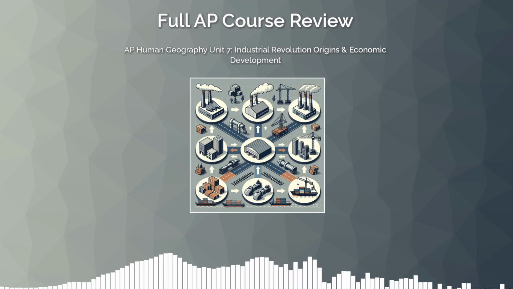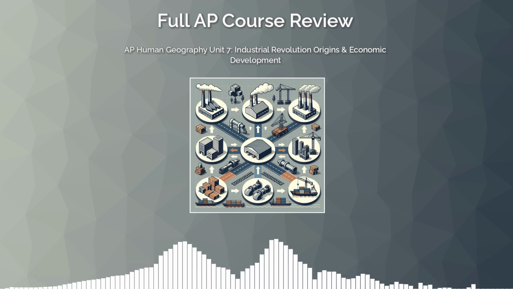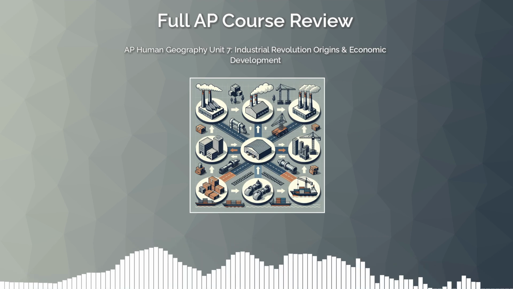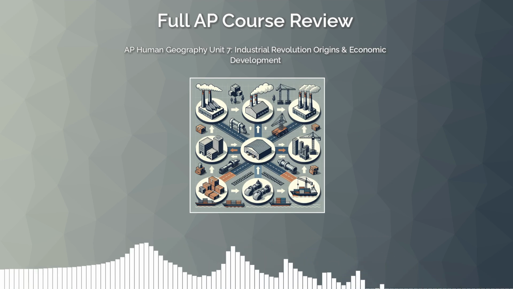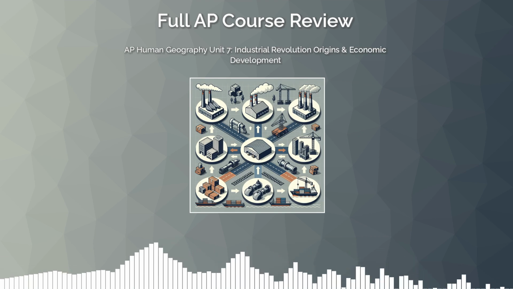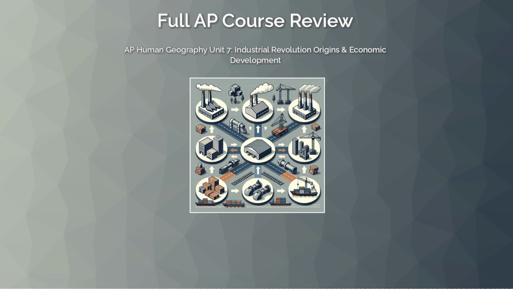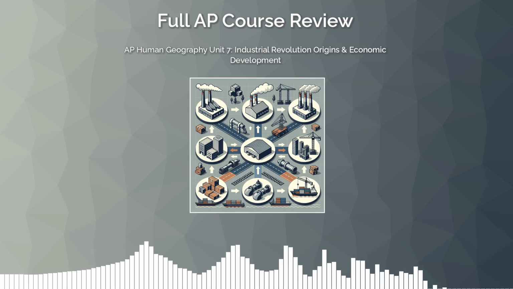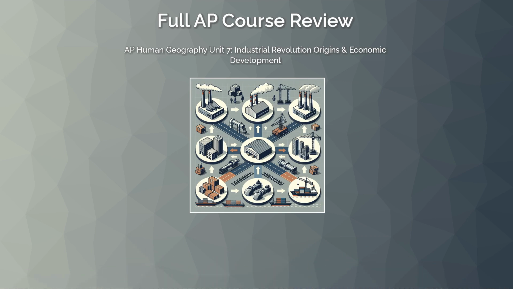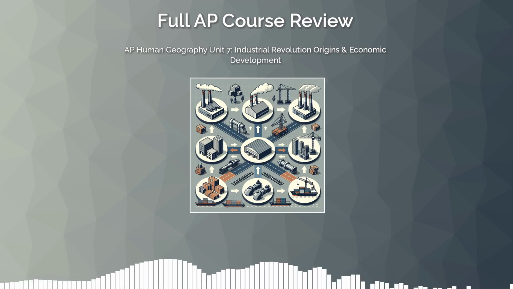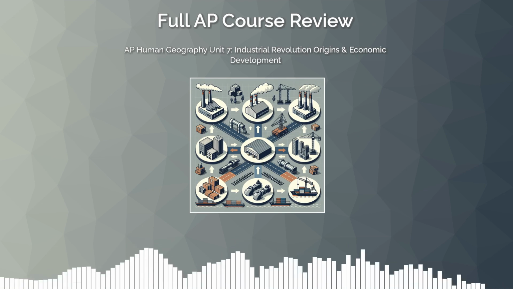Stage 5, age of high mass consumption. This is the finish line. The economy shifts toward the tertiary and quaternary sectors: services, finance, information, leisure. People have disposable income and spend it on consumer goods. The United States in the 1950s, with its suburban boom, car culture, and television sets in every living room, is Rostow's poster child for this stage. Today, most Western European nations, Japan, Australia, and the US are firmly here.